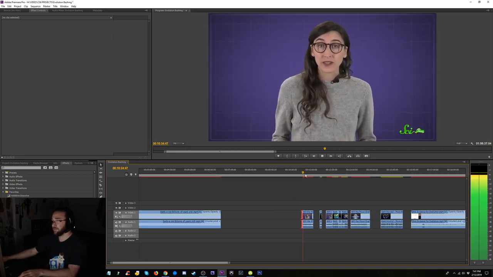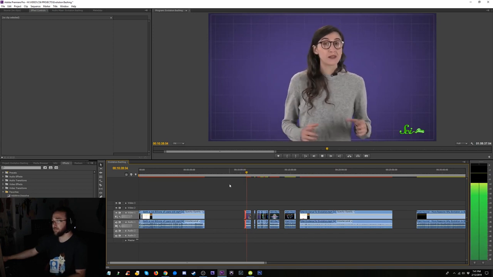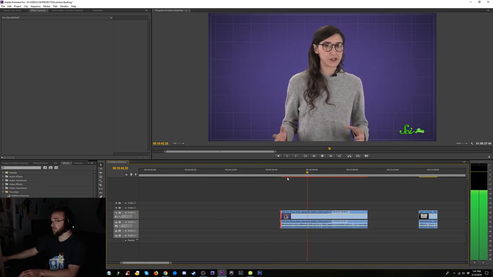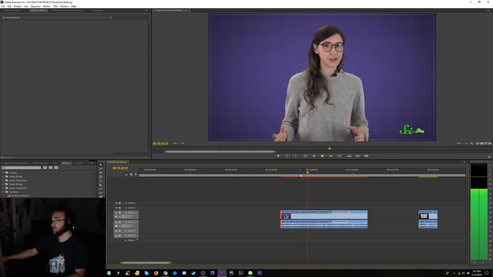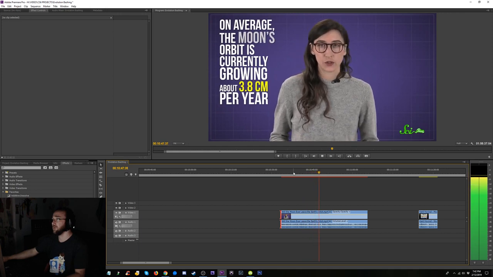Every year, the Moon's orbit gets a little bigger, and our favorite satellite moves just a little farther away. But luckily for us, we don't have to worry about the Moon ever getting so far that it breaks free. On average, the Moon's orbit is currently growing about 3.8 centimeters per year, at around the same rate as your fingernails.